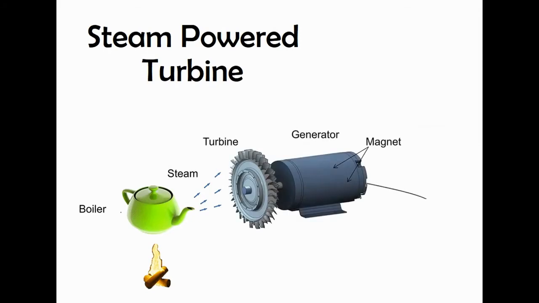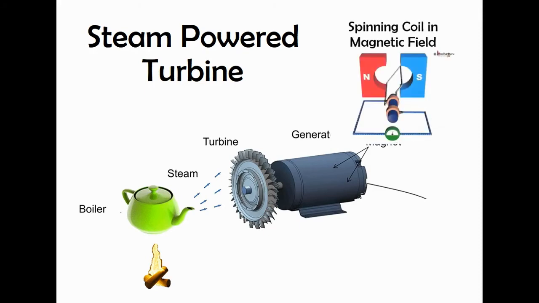Whenever we have a steam-powered turbine, we have some source of heat that boils water into steam. That steam moves through a turbine, pushing the rotor around. This is what spins the coil inside of the magnetic field and generates the electricity.